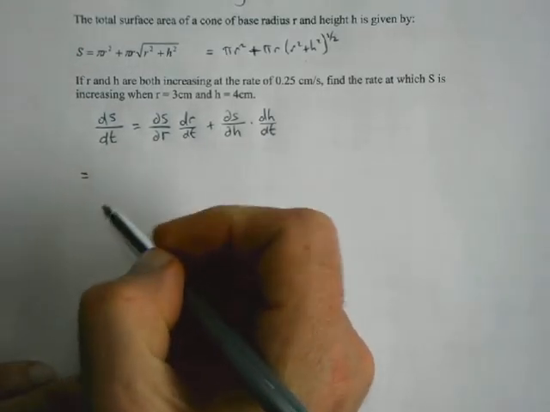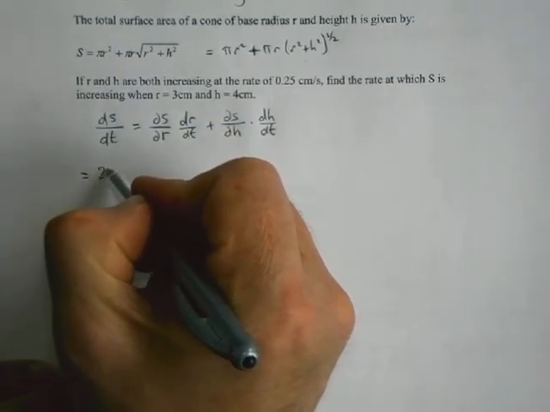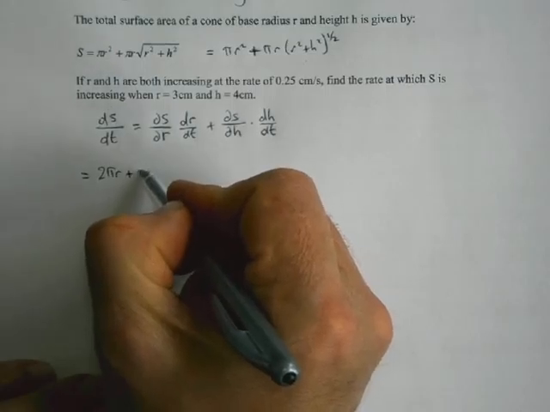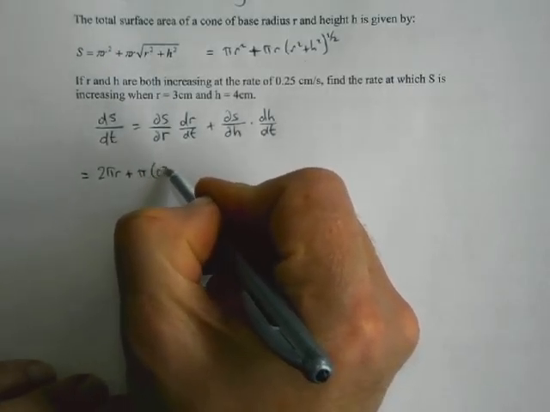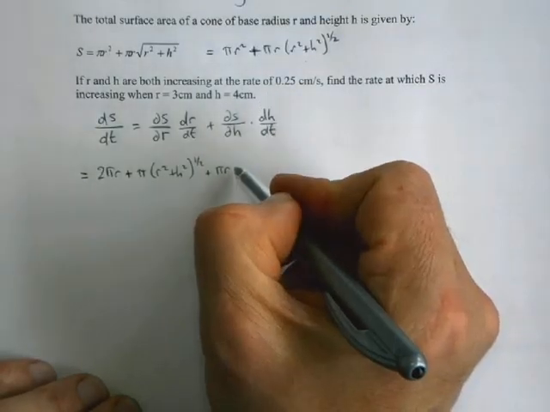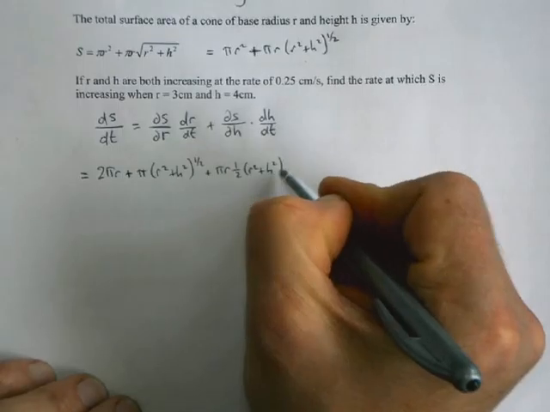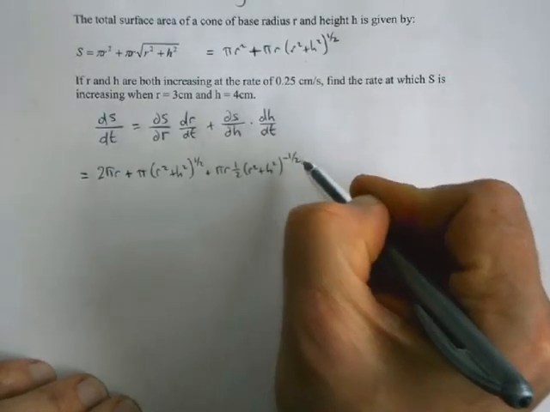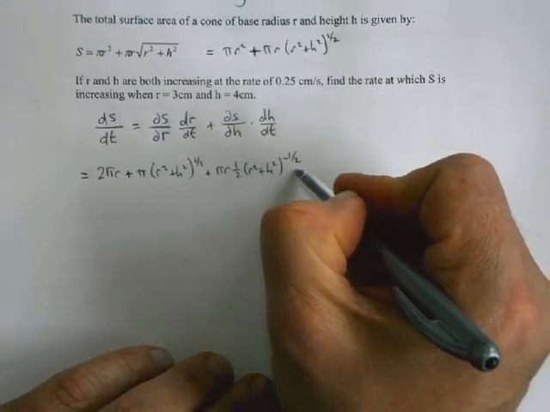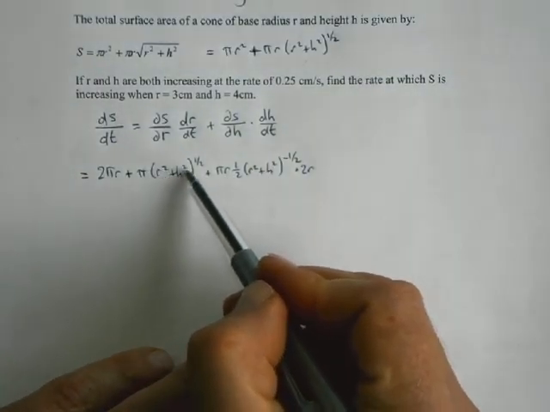So it equals the derivative of this thing with regards to R, so that'll be 2 pi R plus a bit of product rule here. So the derivative of the first one times the second one plus the first one times the derivative of the second one. Yep, it all looks pretty good. Times the derivative of the inside bit.